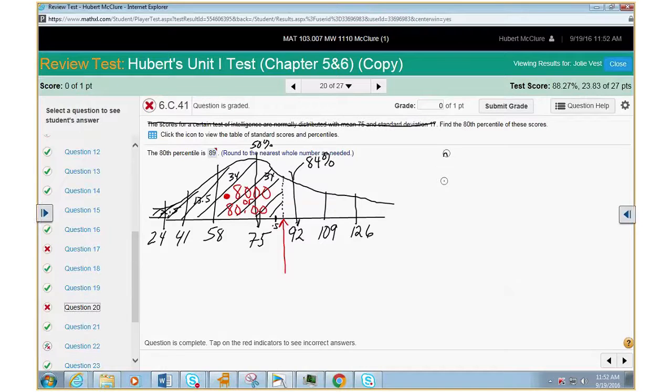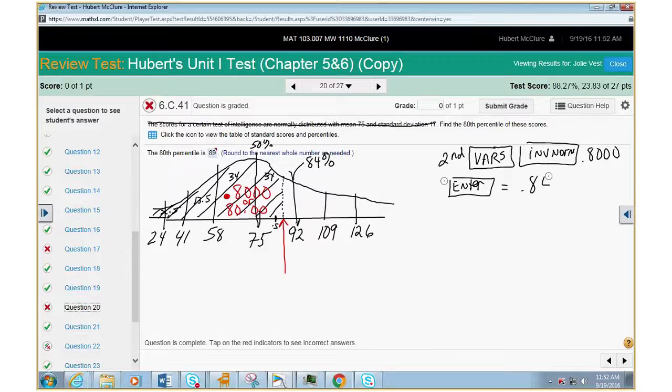So second, vars, and then inverse norm, and then type in 0.8000 and enter. And what does that give us? 0.8416212335.